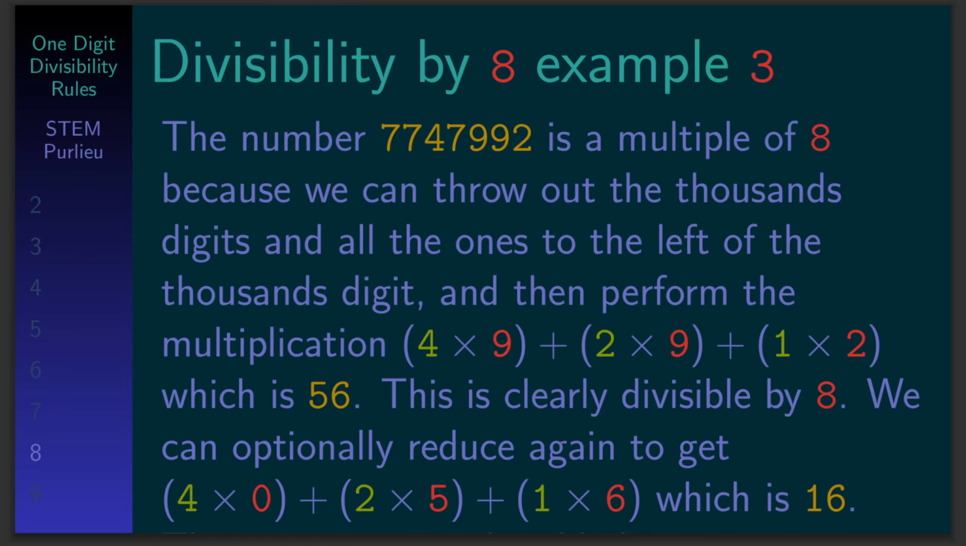The number 7,747,992 is a multiple of 8 because we can throw out the thousand digits and all the ones to the left of the thousand digit, and then perform the multiplication 4 times 9 plus 2 times 9 plus 1 times 2, which is 56. This is clearly divisible by 8. We can optionally reduce again to get 4 times 0 plus 2 times 5 plus 1 times 6, which is 16. 16 is divisible by 8, therefore the original number is divisible by 8.